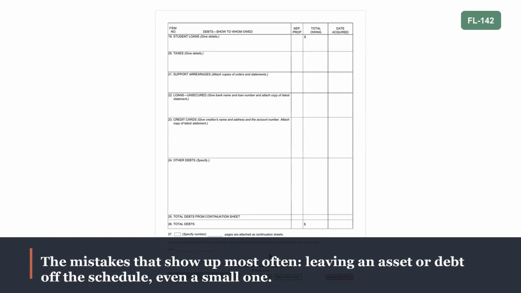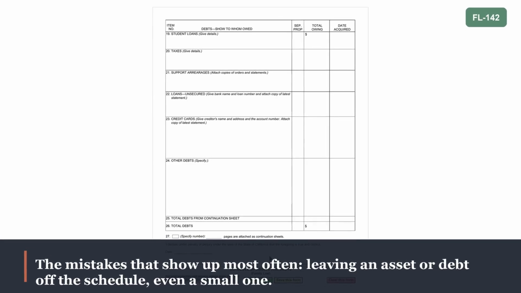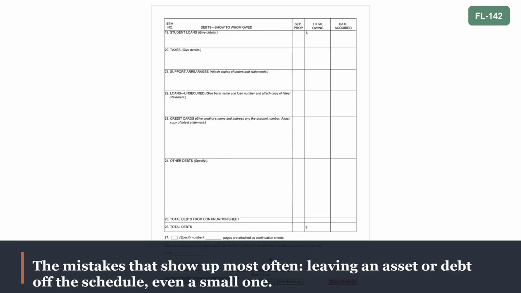The mistakes that show up most often: leaving an asset or debt off the schedule, even a small one, not attaching supporting statements or documentation for values reported, guessing a value with no basis like an outdated estimate or a rough guess, confusing FL-142 with FL-160, the property declaration, which is a different form used in different circumstances, failing to identify separate property clearly as separate, and reporting outdated account balances instead of recent statement figures.